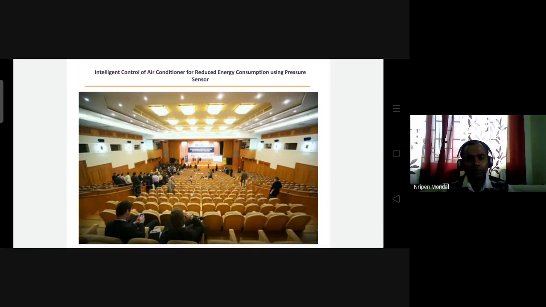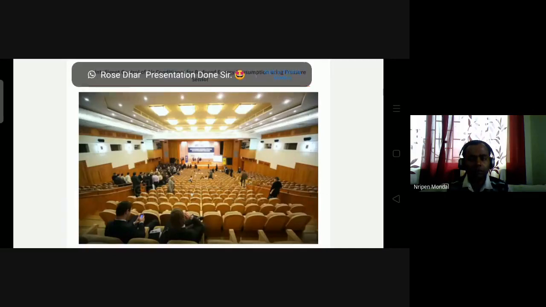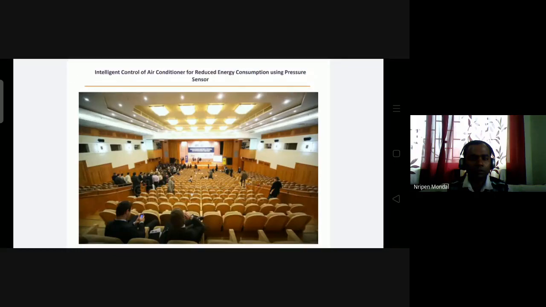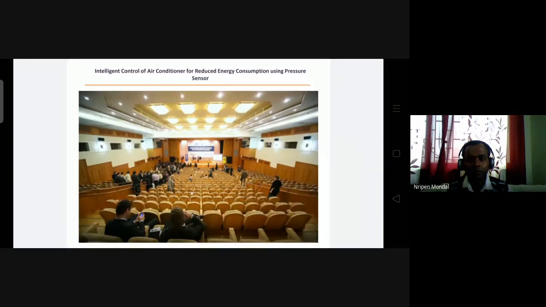And basically, in this figure, what we can see is that the seminar hall is occupied by some delegates, and the gathering is mostly congested in the left front side, a very few persons are there in the front right side, and two or three persons are sitting at the very end of the seminar hall.